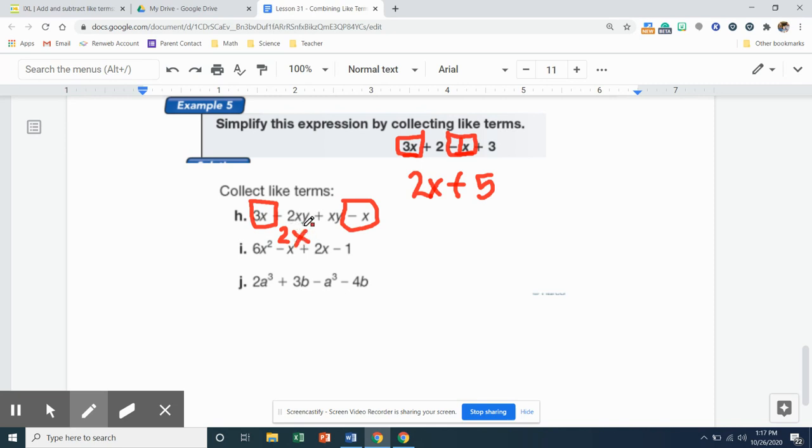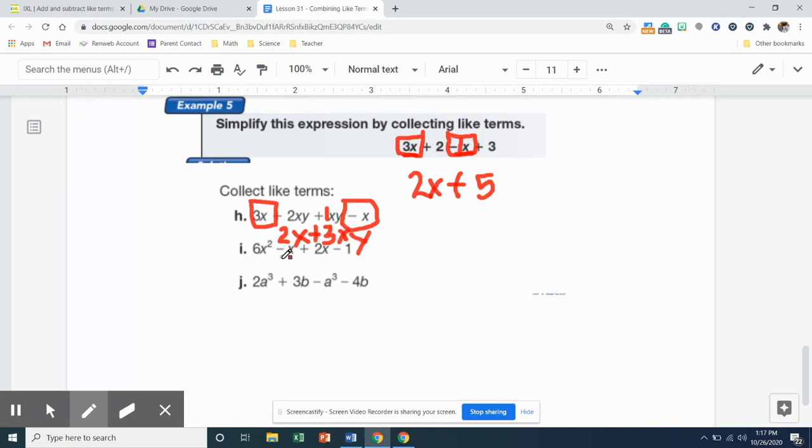Now I have an xy plus an xy. Don't forget, you can remember there's a 1 in front. You don't have to draw it, but if it helps you, allow it to help you. So positive 2xy plus 1xy. What's 2 plus 1? 3. So positive 3 and keep the variable the same. 3xy. So 2x plus 3xy.